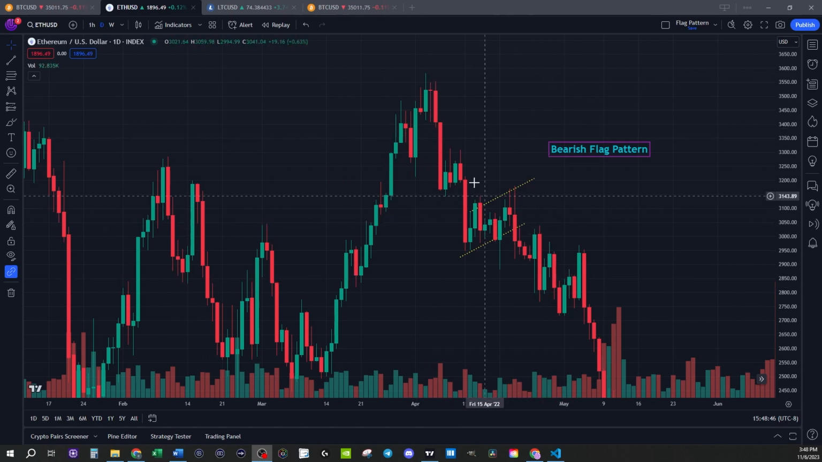So a bearish flag is formed in a downtrend. It has an upward slant, and price is expected to continue down. A bullish flag is formed in just the opposite. It's going to be formed in an uptrend and has a downward slant. You could probably find a bullish flag on the hour or intraday here as well.